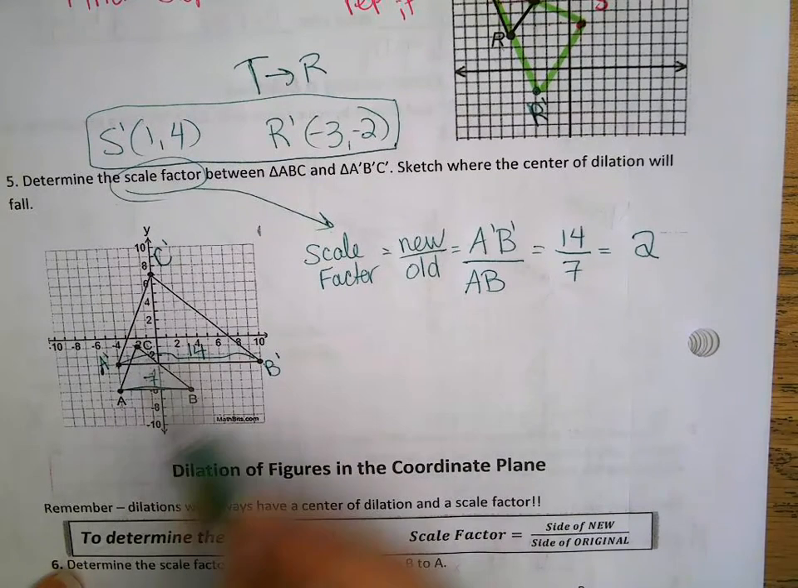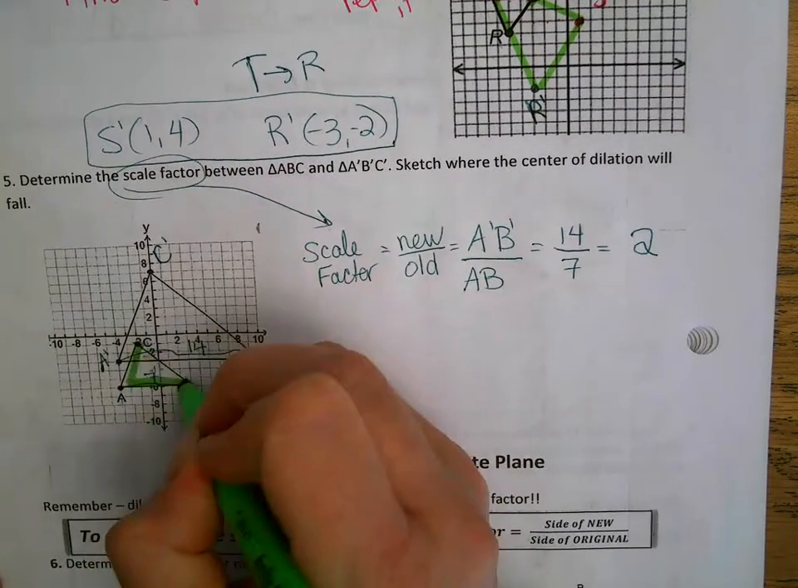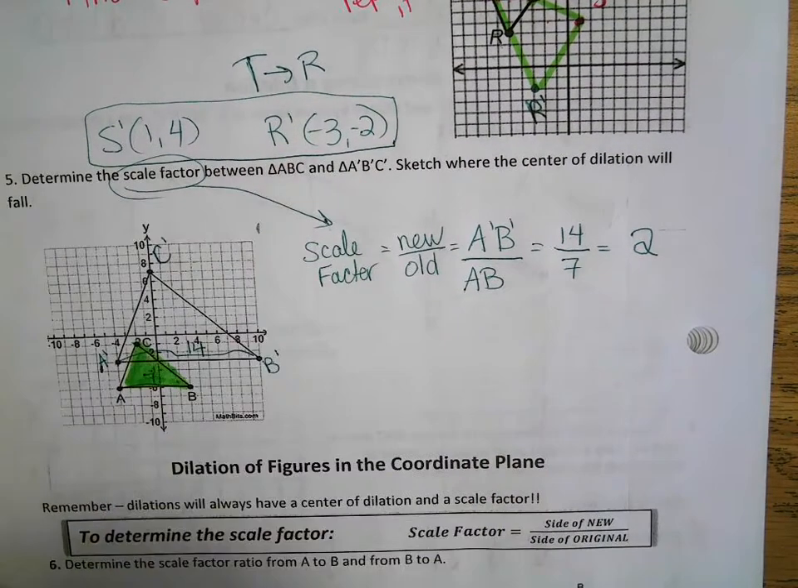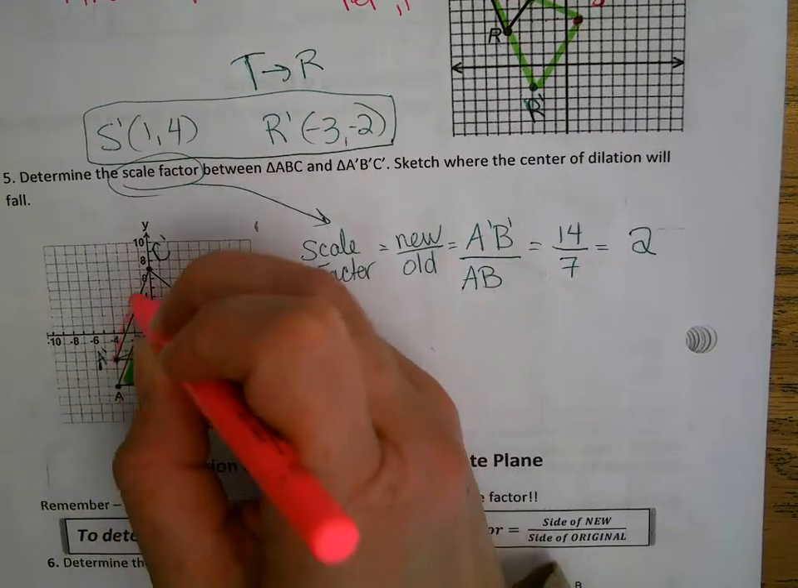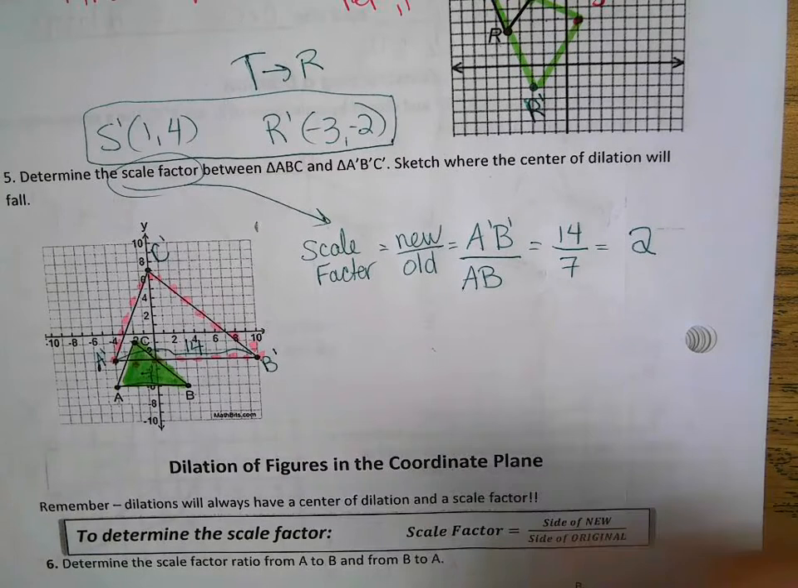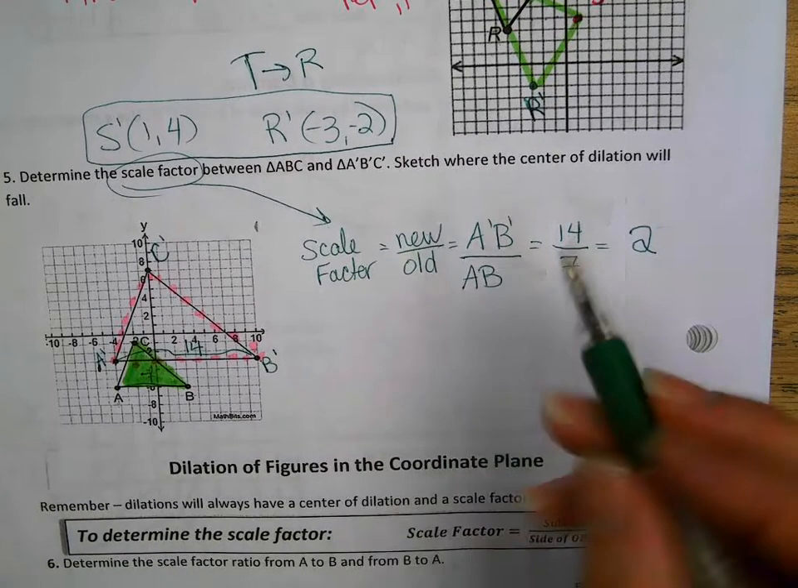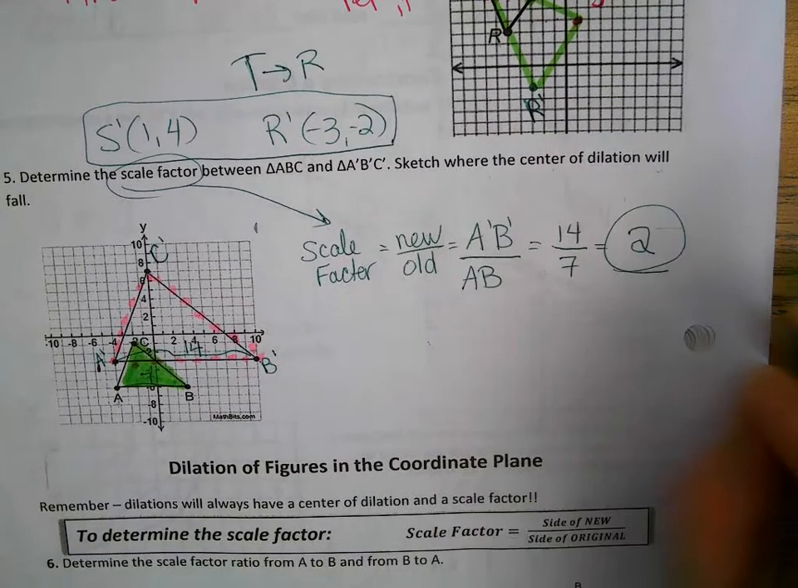So can we agree that our small triangle, ABC, dilated twice as large to become the new one, A prime, C prime, B prime. 2. So our scale factor is 2. And sketch the center of dilation.